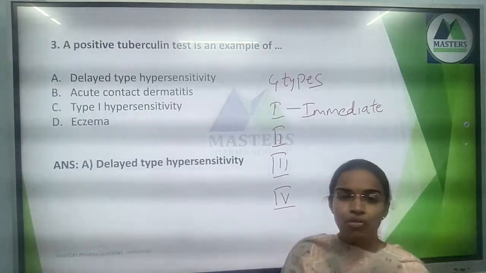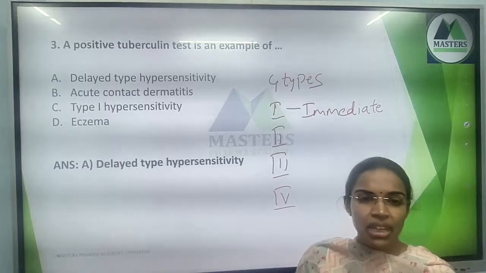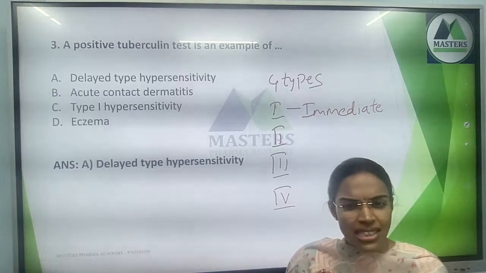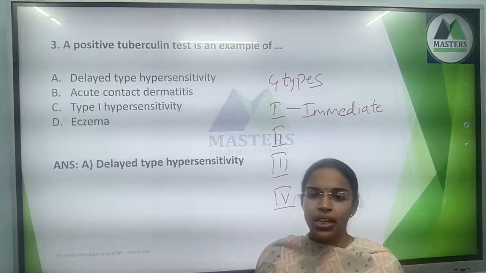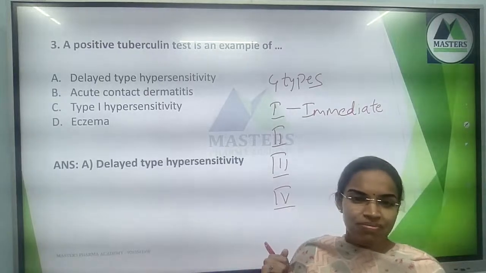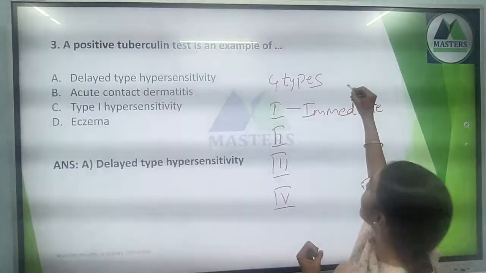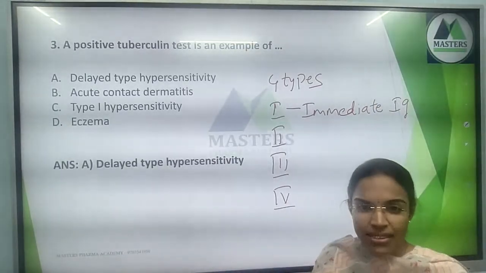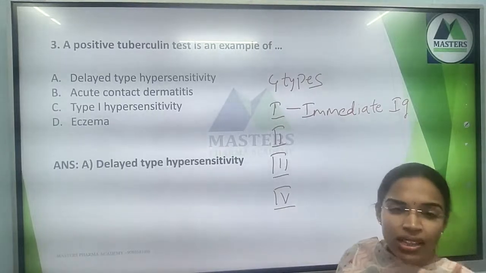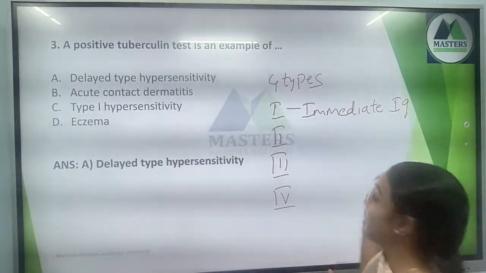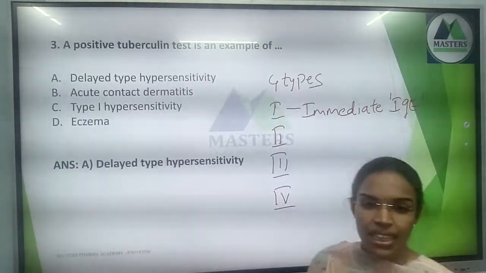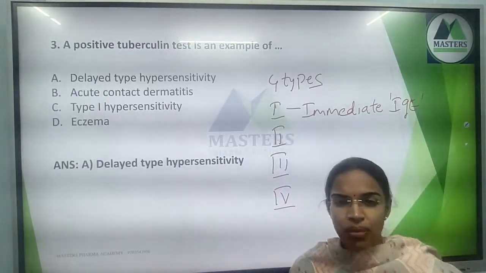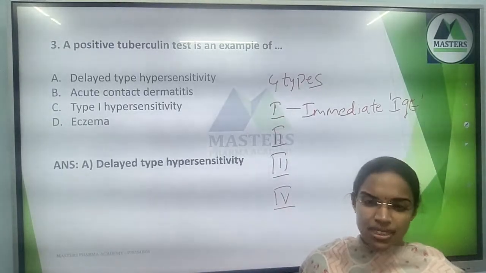What are the mediators? It is called immediate hypersensitivity because it exhibits a rapid reaction. Mediators are also equally important, so please concentrate. The mediator for type 1 or immediate hypersensitivity is IgE. IgE is the mediator for type 1 hypersensitivity reaction. What are the examples of immediate hypersensitivity?